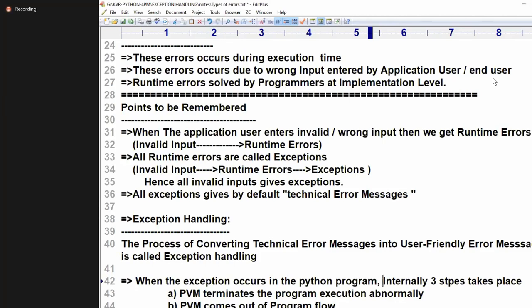I will show you that execution also. Number 2, PVM comes out of the program flow. And PVM by default generates what? Technical error message. Sir, show it practically, sir. We want to see. Yes. Right. Let me go to the Python program, students. I am going to write a Python program. What is my program here?